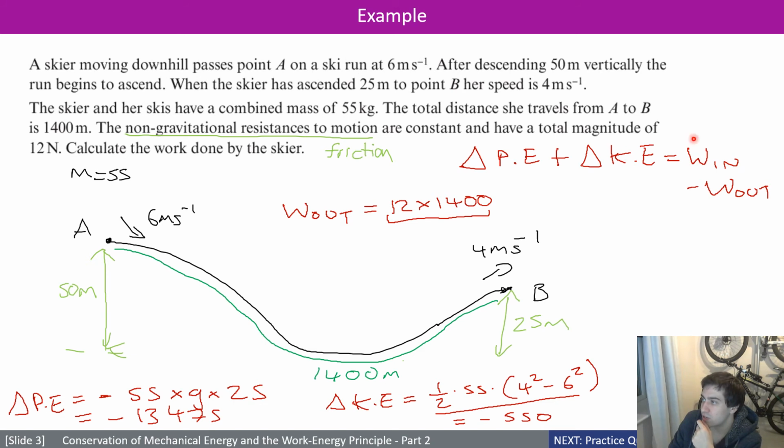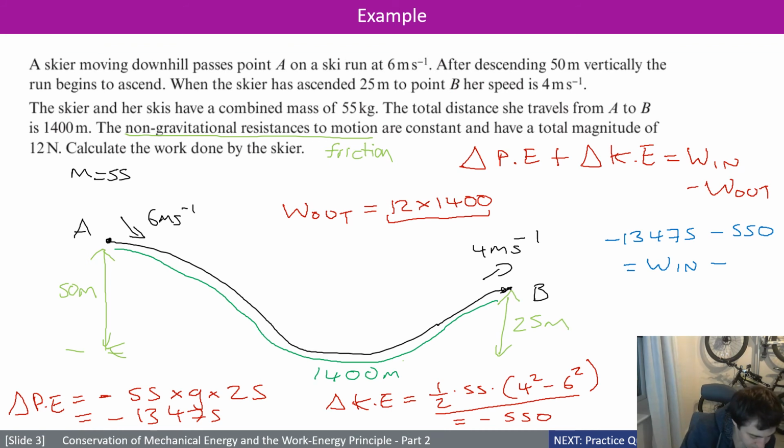But as you can see in the form of the equation, we're going to take that away. We're going to remove the work out on the right hand side. And then finally, work in is what we actually want. That's the thing we're trying to calculate. So we can put that all together. We can say minus 13,475 minus 550 is equal to the work in minus 12 times 400, which is, oh, I didn't need a calculator, I'm just being lazy, 4,800.